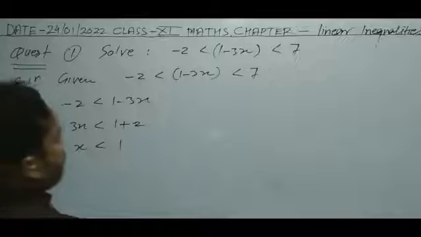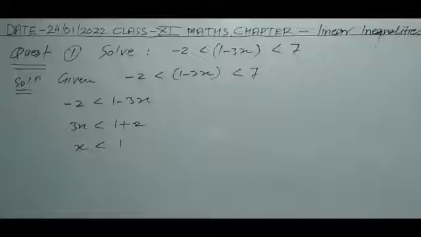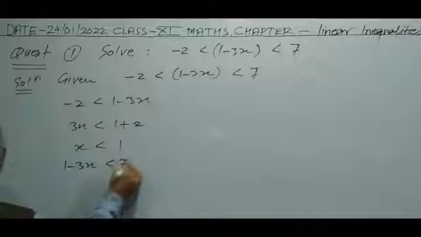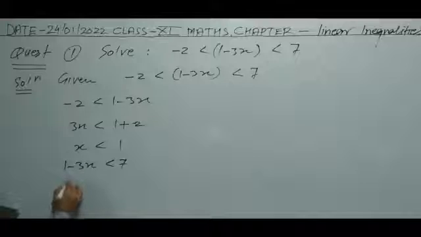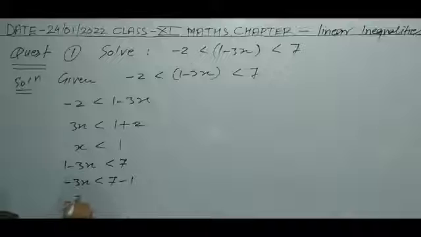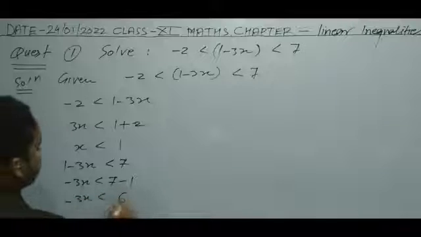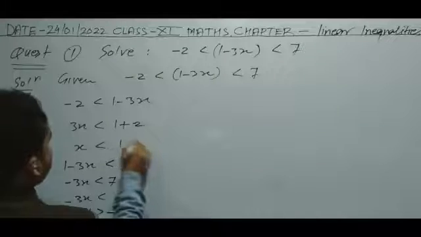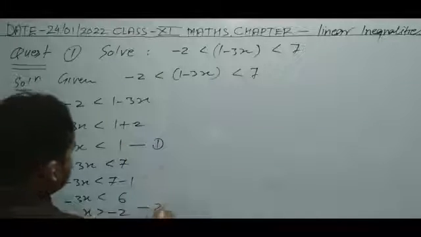Similarly, we can write second and third part. So on taking second and third part, 1 minus 3x is lesser than 7. So minus 3x is lesser than 7 minus 1. Minus 3x is lesser than 6. So we can write x is greater than minus 2. Now this is inequality 1 and this is inequality 2.